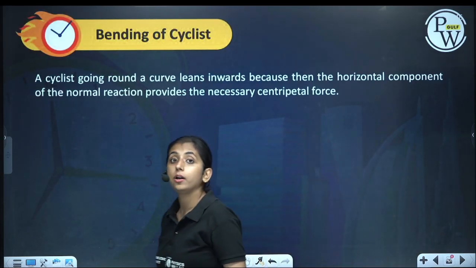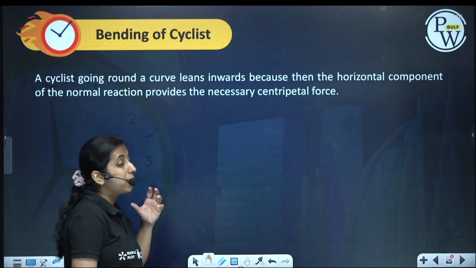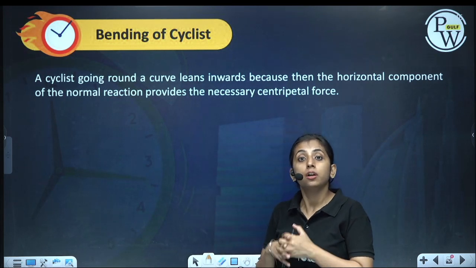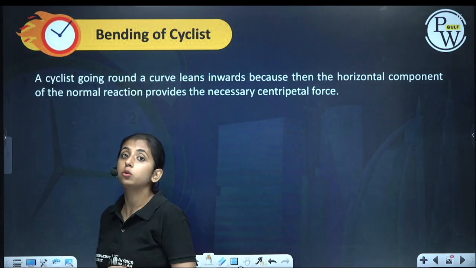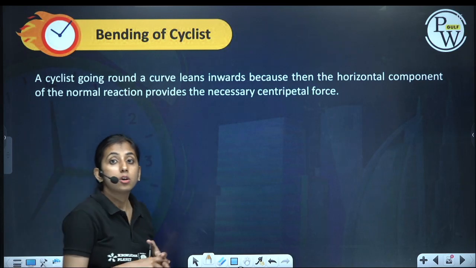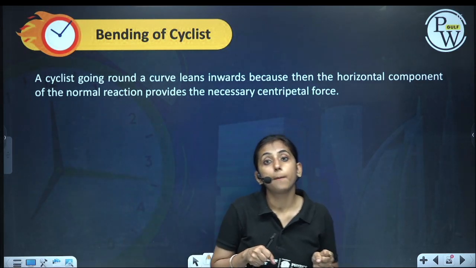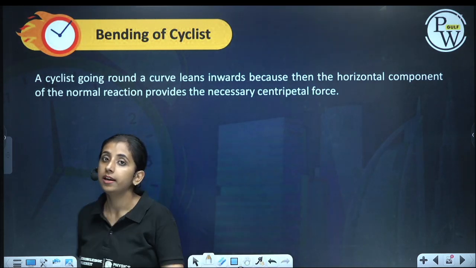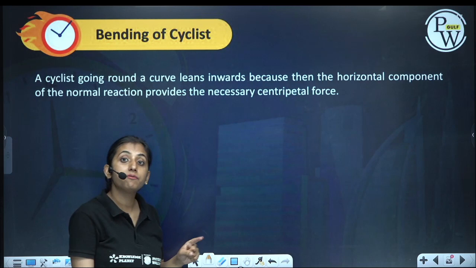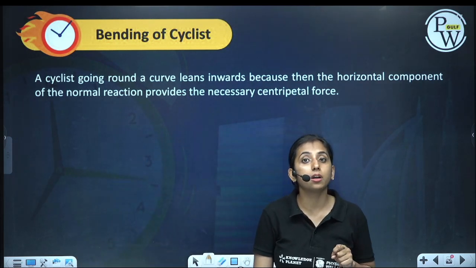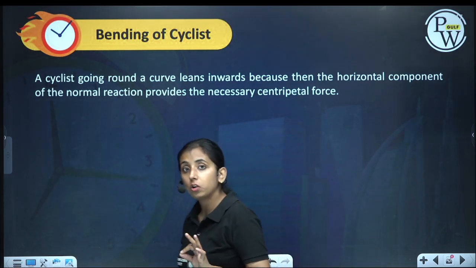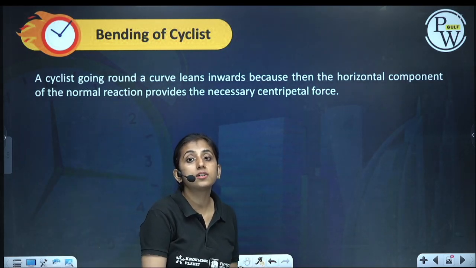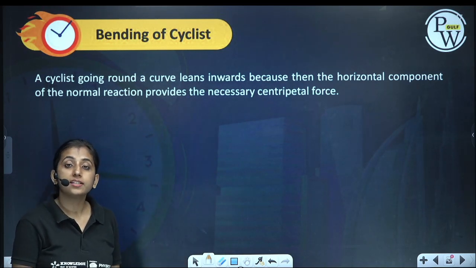Now next is the bending of a cyclist. When a cyclist takes a circular turn, friction is not sufficient to provide the centripetal force. So what happens? The cyclist bends. A cyclist is taking a leveled circular turn. In a leveled circular turn, friction provides the necessary centripetal force. But the friction between the tire of the cycle and the road is not sufficient to provide the necessary centripetal force.